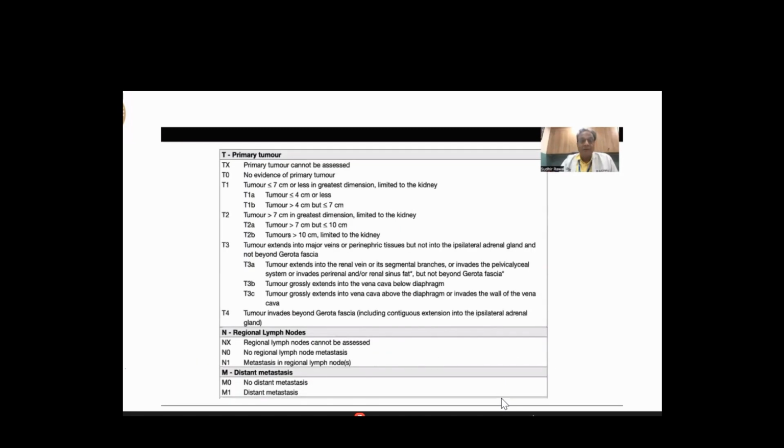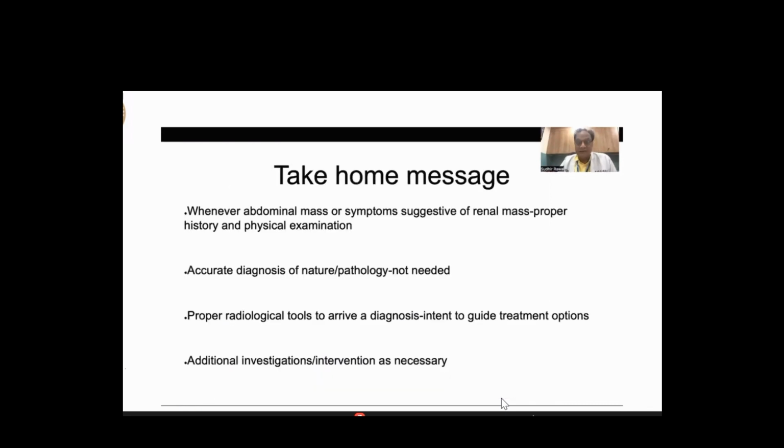The take-home message is whenever abdominal mass or symptoms suggest renal masses, proper history and physical examination is a must. But if you have an indeterminate or atypical renal mass, it's better to do FNAB. Otherwise, you can straight away go for nephrectomy or partial nephrectomy if on CT scan it is a heterogeneously enhancing mass.